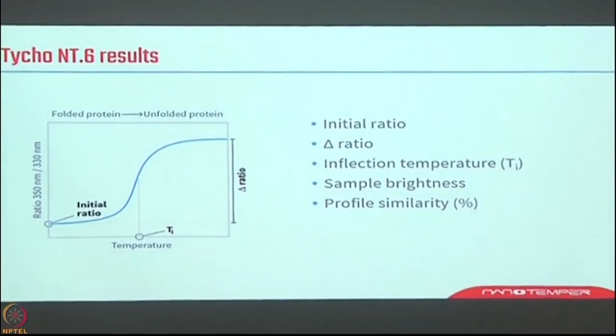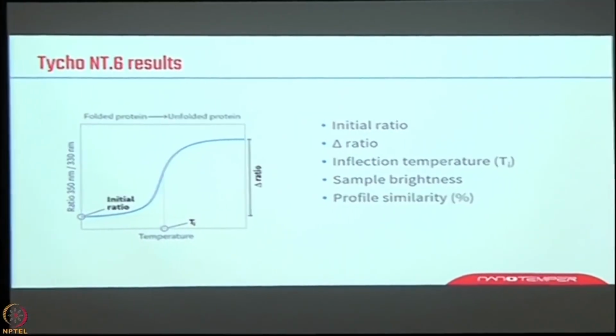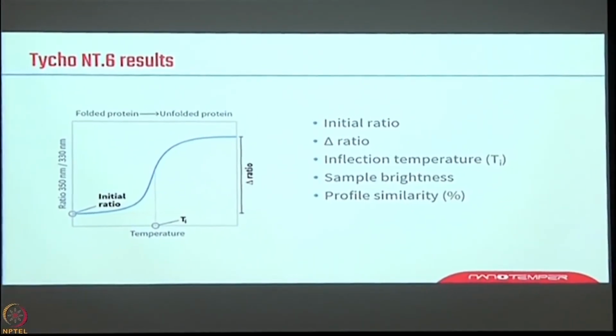Now, I have a few applications which will tell you where all Tycho can be used. When you see the basic principle that is applied here, it is checking the intrinsic tryptophan fluorescence. So, protein from a folded to an unfolded state will give you a particular Ti value. The result that Tycho is going to give is the initial ratio. The initial ratio is the ratio which will give you the purity of the protein, whether it is denatured or not.